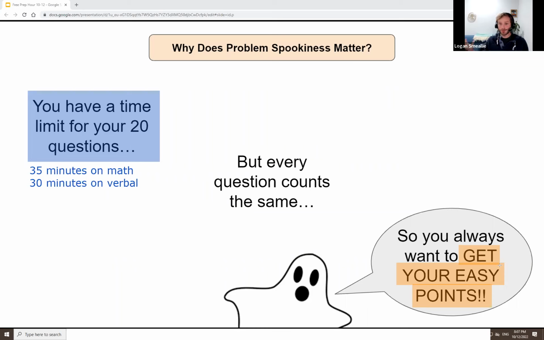And that could be true. But here's the thing, the hard ones take longer. You only have 35 minutes on math, 30 minutes on verbal. And if you put that together, it's less than 2 minutes per question. So if you try a really hard one, which on both math or verbal could be something that takes you 3, 4, 5 minutes, what are you doing? You are losing time on all the rest of them. You're going to have to make up for it by going faster somewhere else.